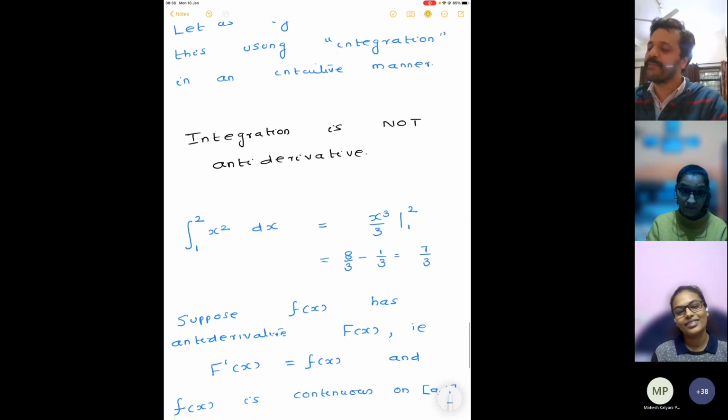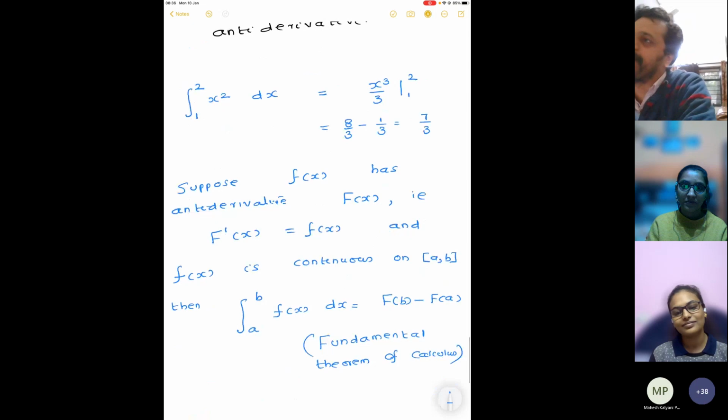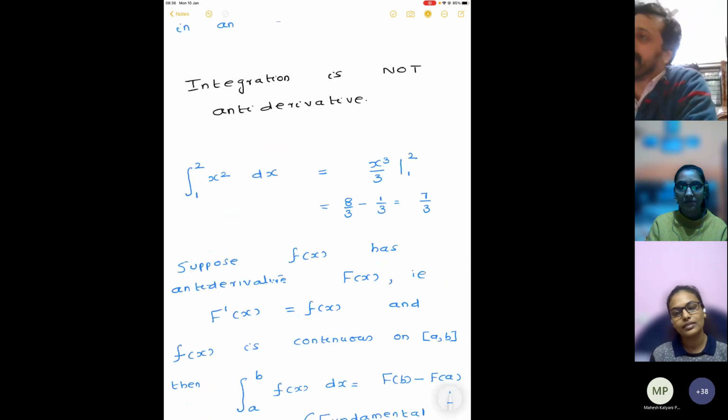By this, you should be able to understand that integration is not antiderivative. That is all I wanted to say so far. Having said it is not antiderivative, the next thing is to say what it is. What is integration then?